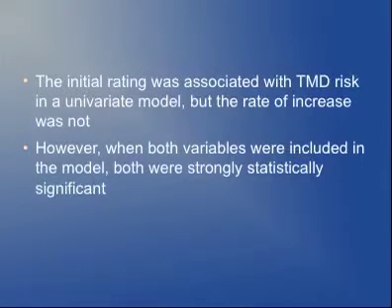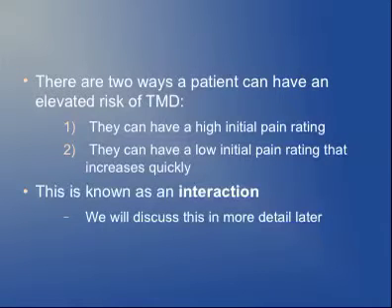So we fit univariate regression models to predict the risk of having TMD based on these 2 variables, the initial pain rating and also the rate of increase. The initial pain rating was associated with TMD, but the rate of increase was not associated, which we were scratching our heads about initially. But when we put both variables in the model, suddenly both of them were strongly statistically significant, which was kind of weird. We looked at the data a little more closely and finally figured out what's going on.